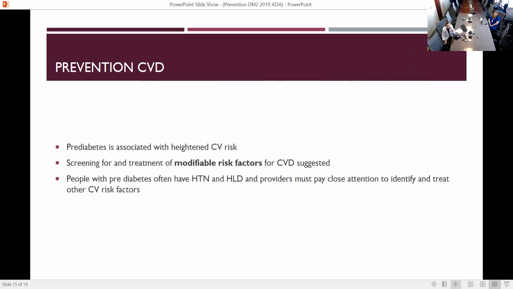So we also want to prevent cardiovascular disease, and to do that, you just want to look at the modifiable risk factors like their blood pressure control, their lipid control, and of course the smoking.